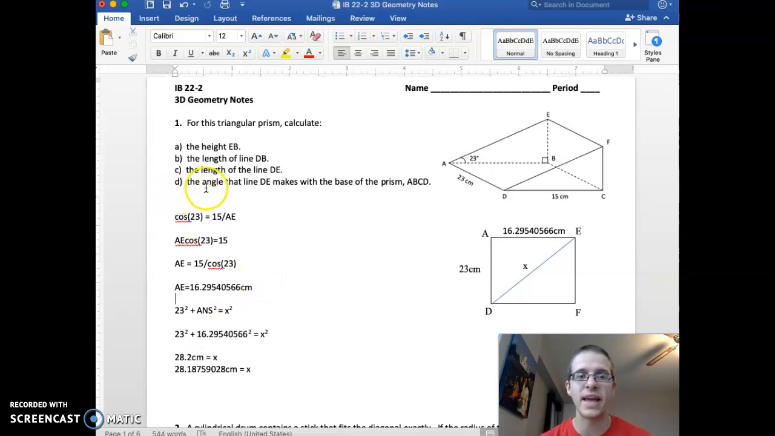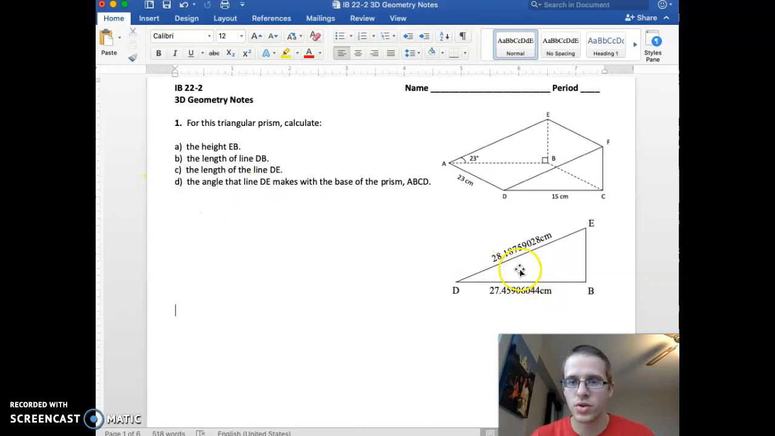For part D, the angle that line DE that we just found, the angle that that line makes with the base of the pyramid, ABCD. This rectangle on the bottom is the base. So we want to know what angle does this line make with the base. So let me draw a triangle really quick just to show you where we're looking at for this angle.